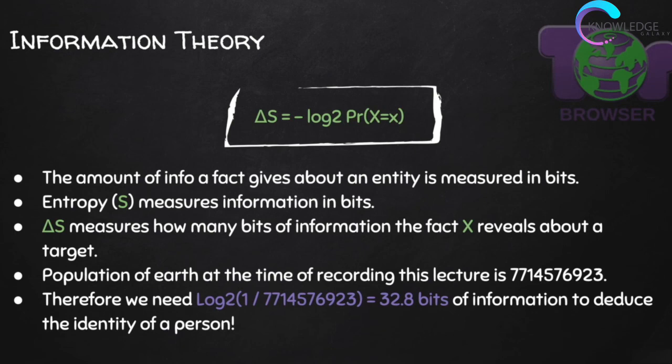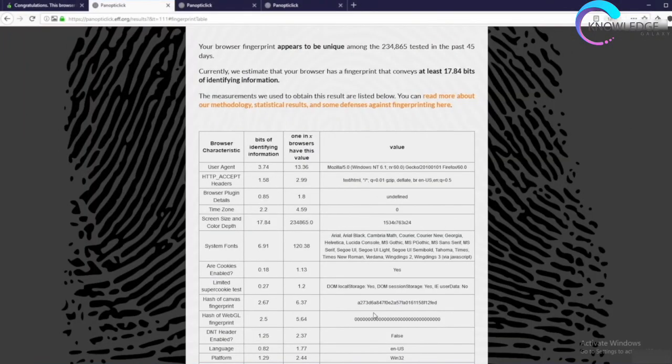So, going back to what we had here, you can see the browser in the medium security settings is already revealing 17.8 bits of information about you. So all that's left is only 15 bits of information, and locating you will be relatively easy. Now, granted, some of the information that we see here is incorrect, such as the screen size, because we don't have the screen in full screen, but you get the idea.